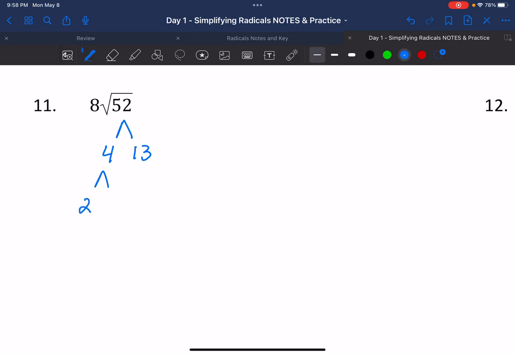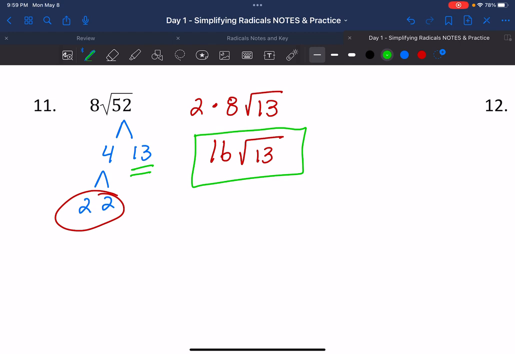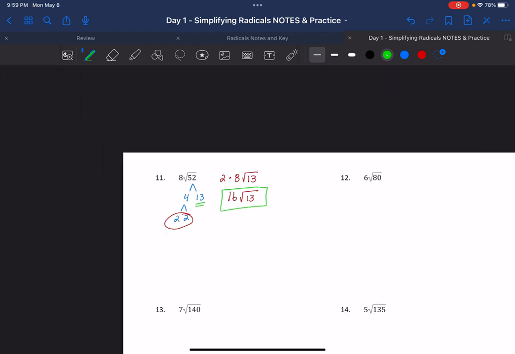But I can break 4 down into 2, and look at that. There's my pair, right? So now I have 2 on the outside, but don't forget, I also have 8 on the outside, and I'm left over with 13, okay? So 13 will stay inside. Now, I want to simplify this. 2 times 8 is 16, and I can leave my square root of 13. There's my final answer.